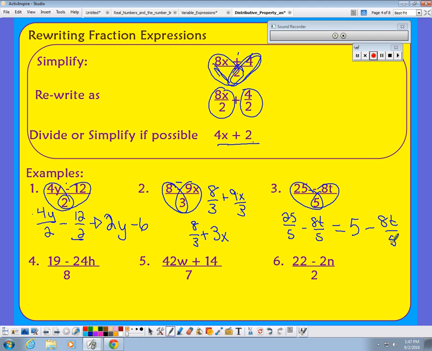Pause here and complete 4, 5, and 6. Alright, so now you've done 4, 5, and 6, so let's go and look at what those say. Let's see, 19 divided by 8 is 2 minus 3h is how that should simplify. 7 times 6 is 42, so 6w plus 2, and here we have 11 minus n.